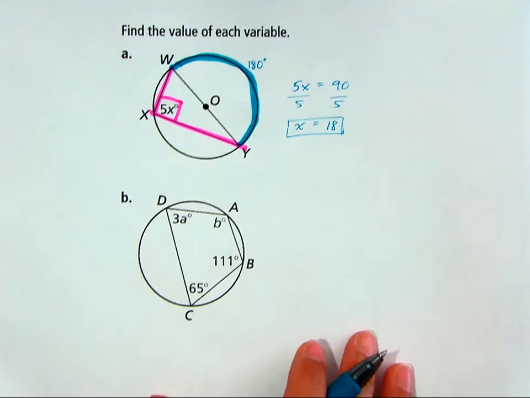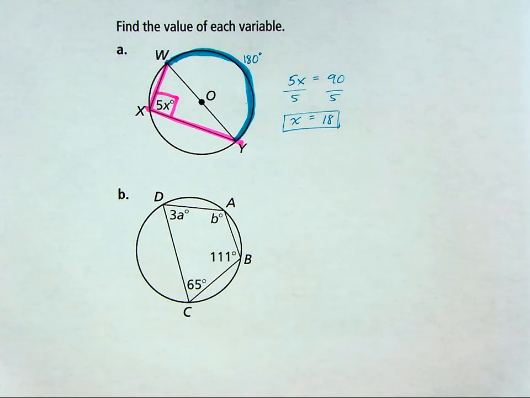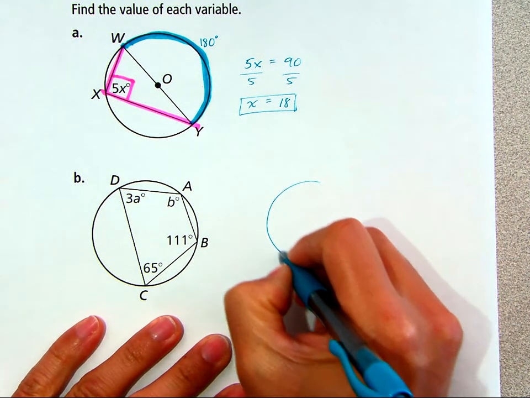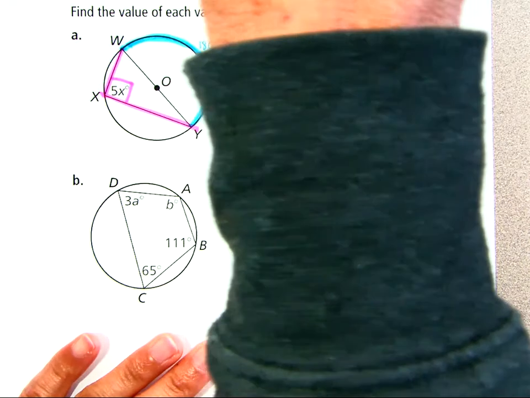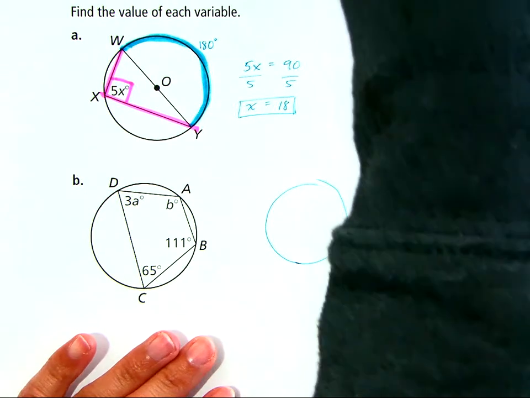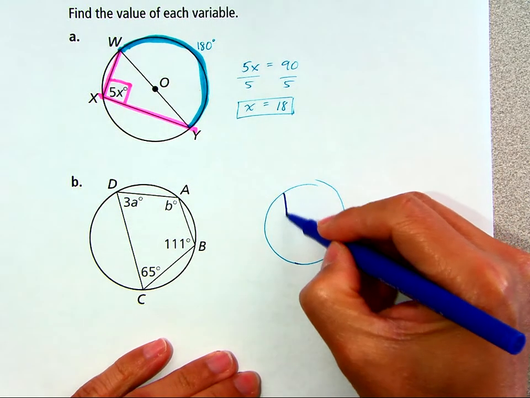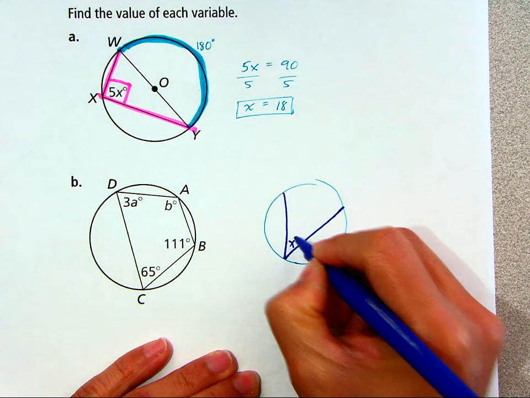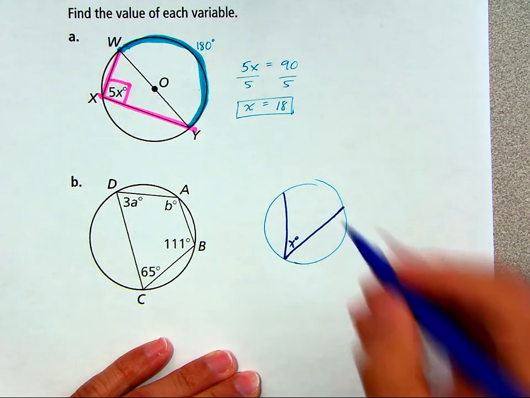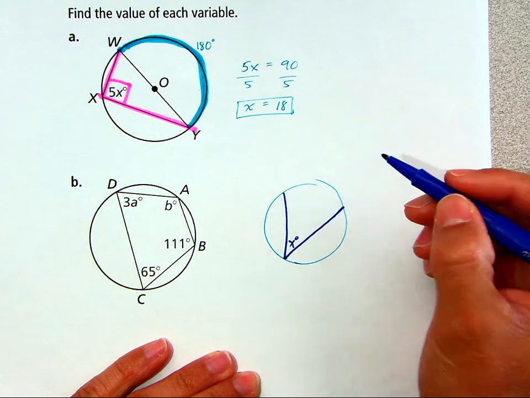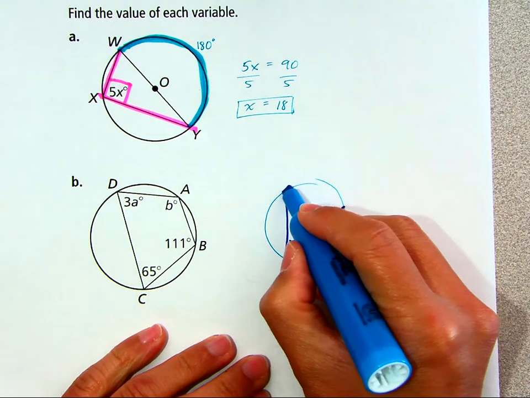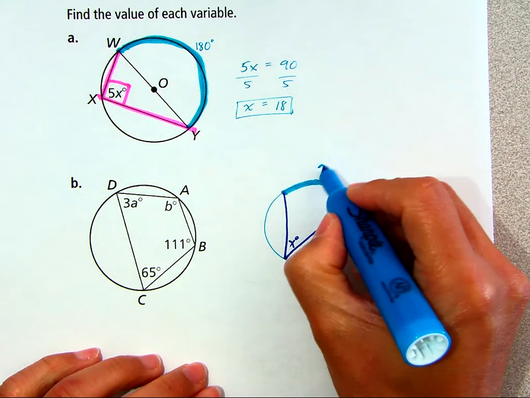Now the second question, I don't know if we have the tools yet to solve this, so I'm going to do a very quick demonstration. Let's start with a circle and create an inscribed angle. I know that if this inscribed angle is x degrees, then the arc here would be 2x.